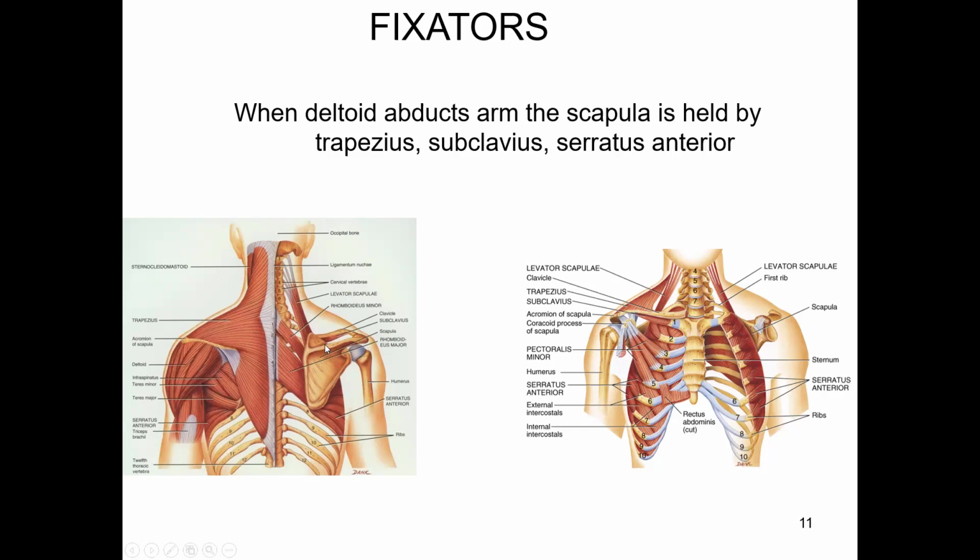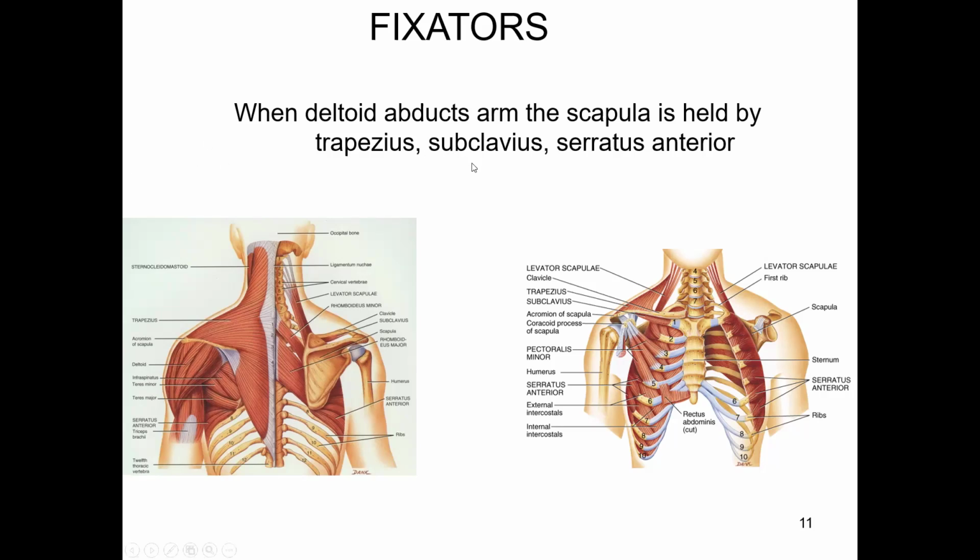So when the movement of the arm would displace the scapula inferiorly, move it downward, we have muscles that will be activated to elevate the scapula. You see on this side, and the scapula is totally covered by it, but you can see that the trapezius in part inserts on the scapular spine. And this insertion allows the trapezius to elevate the scapula when the contraction of deltoid would be pushing the scapula downward.